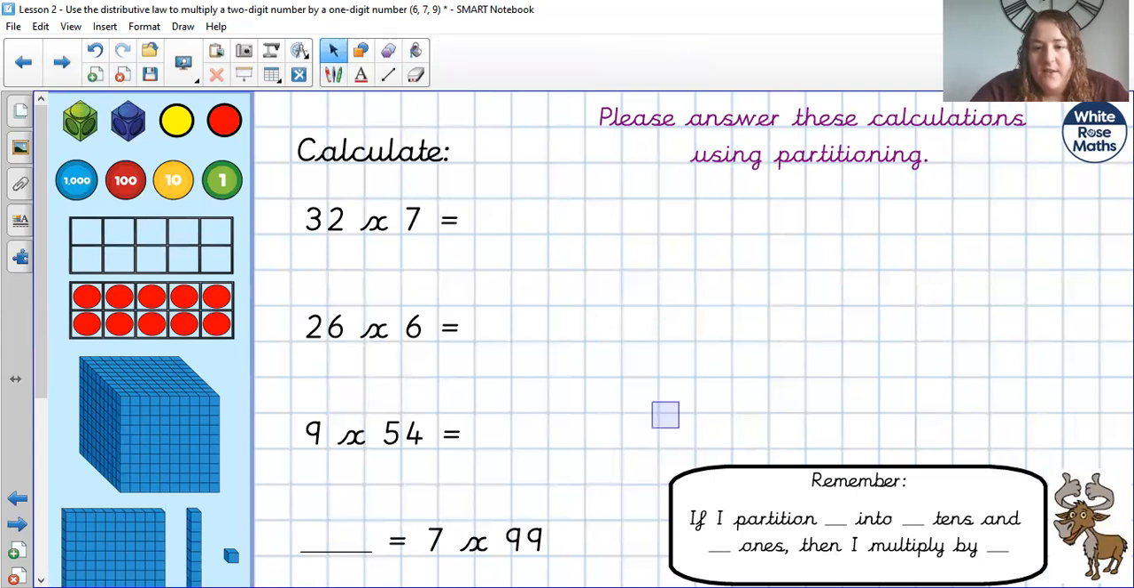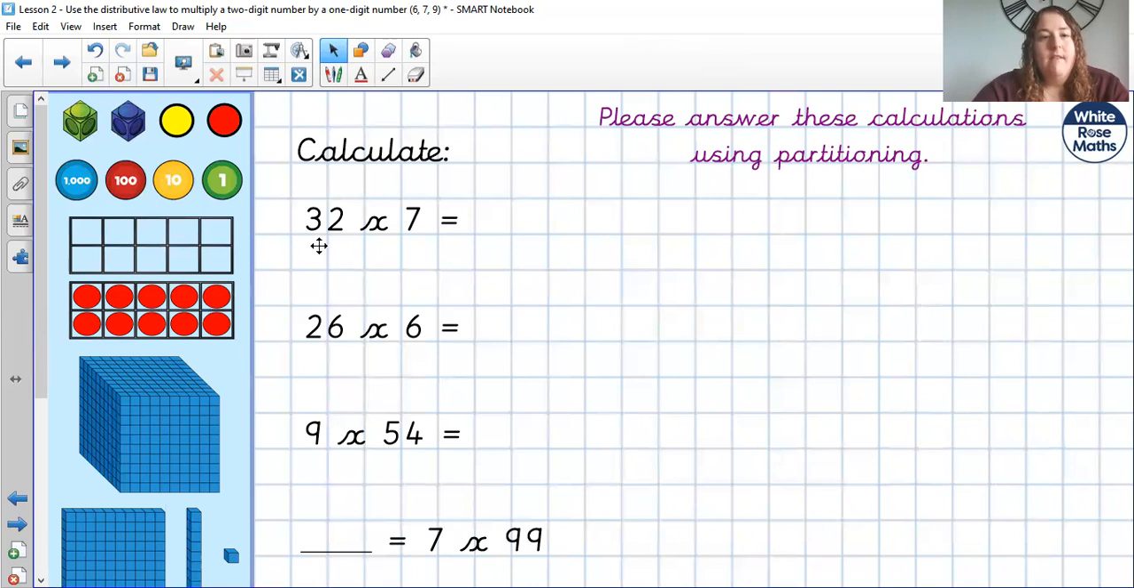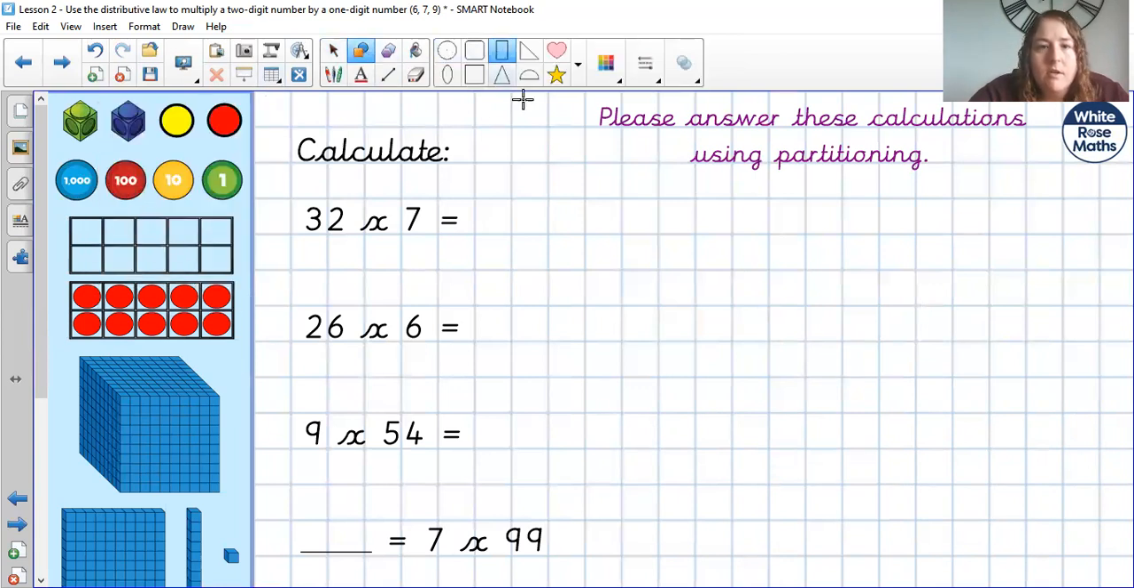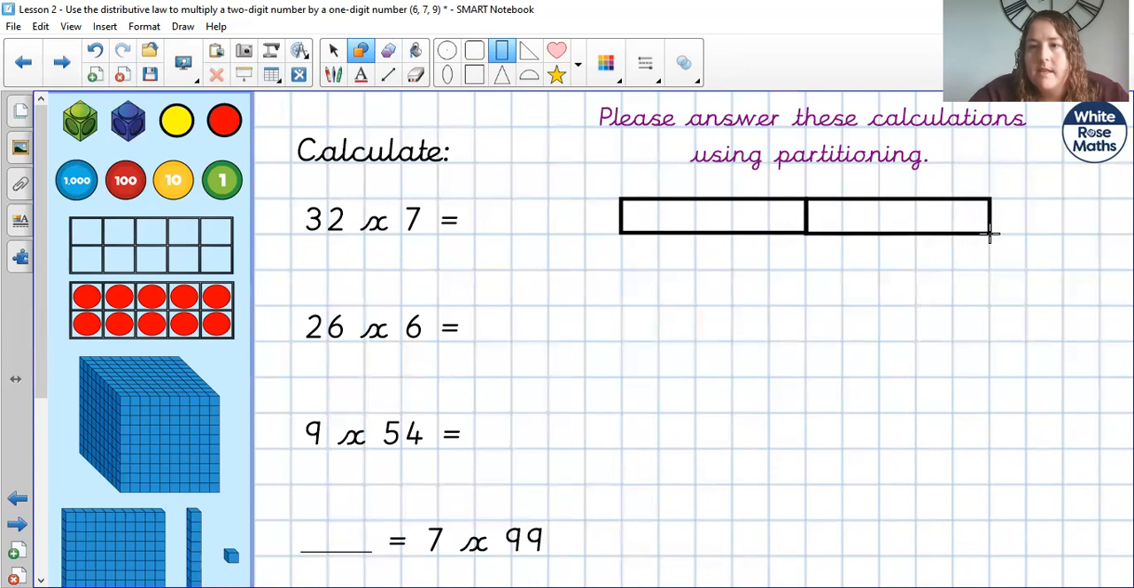Okay then, so first things first, I need a little bit more space. And we're going to start with 32 times 7. Now you could have written out that I'm going to partition the 32 into 30 and 2, or we can simply draw our table, one side and then the other side. Okay. So I'm going to need to be writing 30 and then 2. So I've partitioned this number 32 and I am multiplying it by 7.